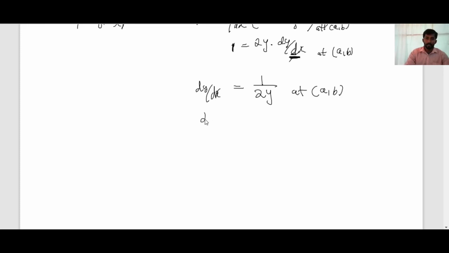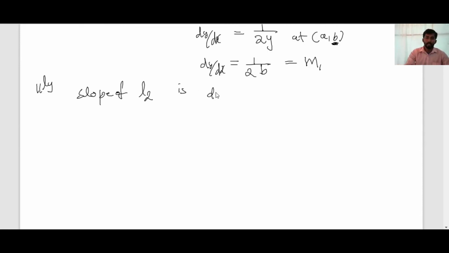That is, dy by dx is equal to 1 by 2 into, what is the value of y here? The y coordinate is b, so 1 by 2b. This is nothing but m1, because we are assuming the slope of L1 is m1. Similarly, the slope of the tangent L2 is given by differentiation of the curve xy equal to k at the point (a, b), which is nothing but the point P.